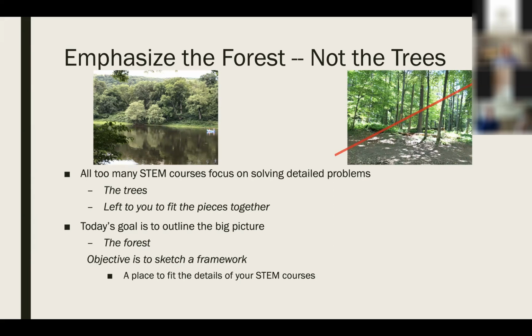All too many of the courses given here at Mercer and everywhere else in academia that I've been in at all, they focus on solving some rather detailed problems, and these are the trees. And it's left to the student to combine the pieces and understand how the different courses fit together, except in those cases where the courses form a specific sequence, like Physics 1, Physics 2.